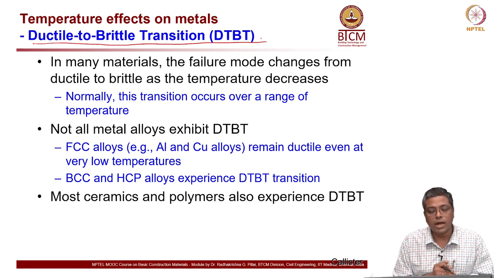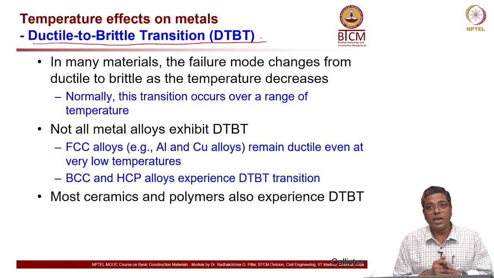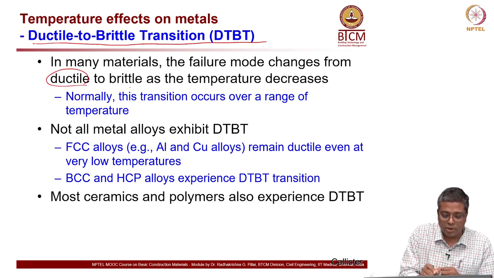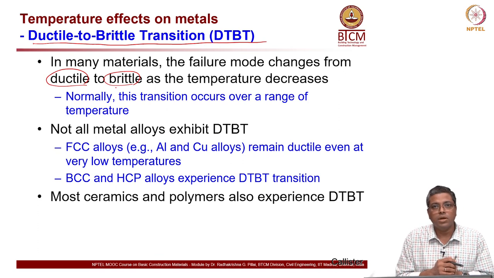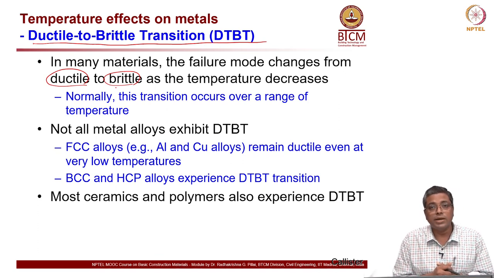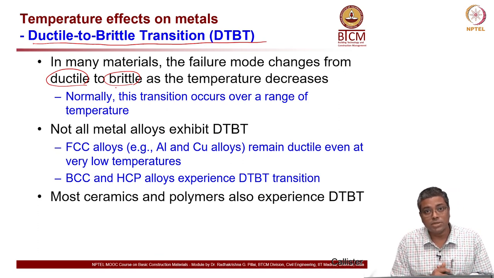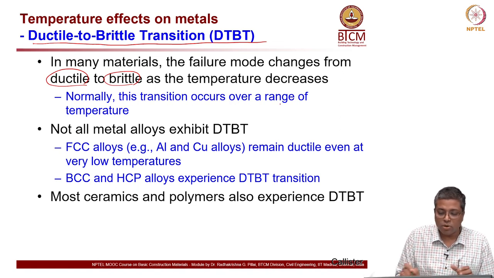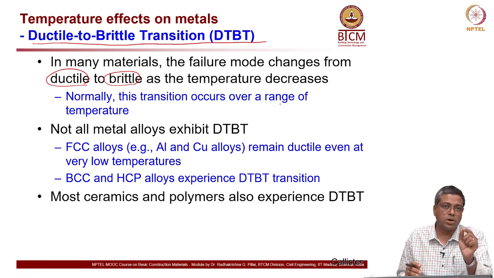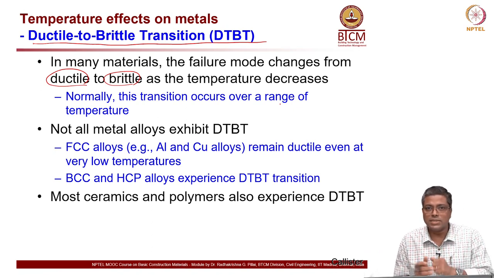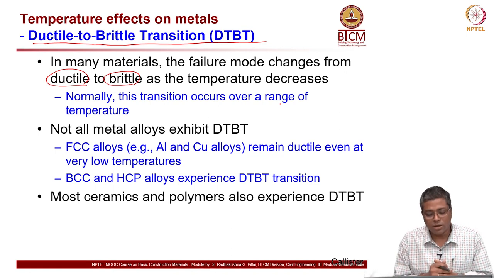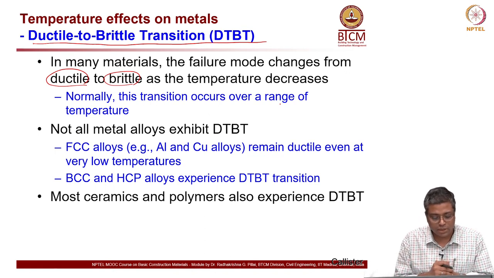So, this is on that. In many materials, the failure mode changes from ductile to brittle failure as the temperature decreases. Normally this transition occurs over a range of temperature. It is not sometimes that it happens in a 5 degree change or something. We are talking about a larger range. I'll show a picture on the next slide.